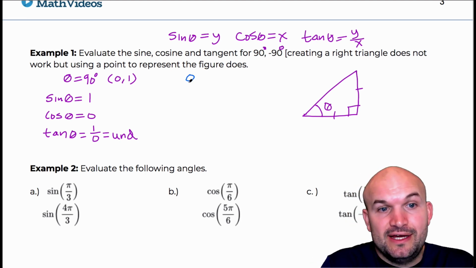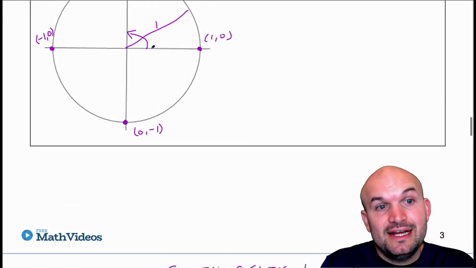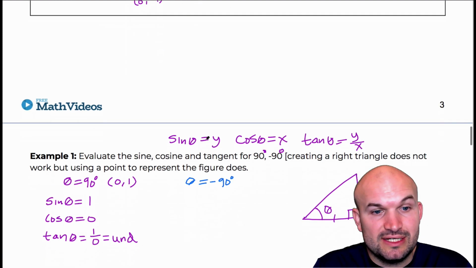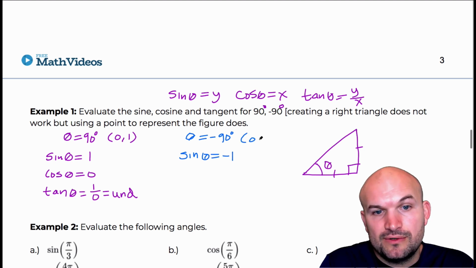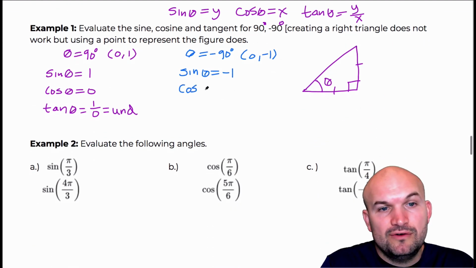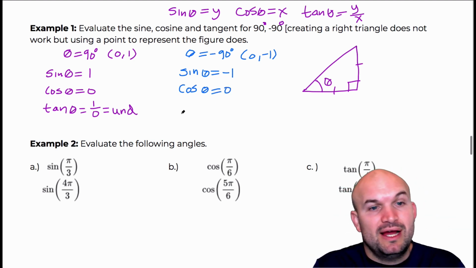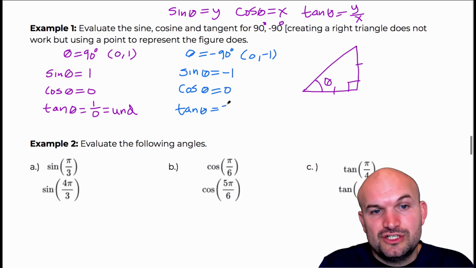Now, if we say theta is equal to negative 90 degrees, okay, now that's something different. Negative 90 degrees, obviously, is going down here. So we're going to use this coordinate point to evaluate the sine, cosine, and tangent. The change here is that the sine of theta now is negative 1, because that's the y-coordinate, 0, negative 1. The cosine of theta is still 0, right? You can see the x-coordinate didn't change off the y-axis. And the tangent of theta, because of the negative 1, is not going to change. It's still going to be undefined.